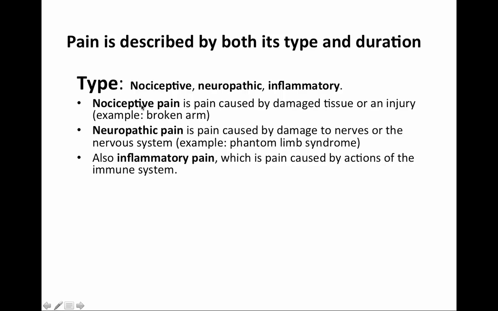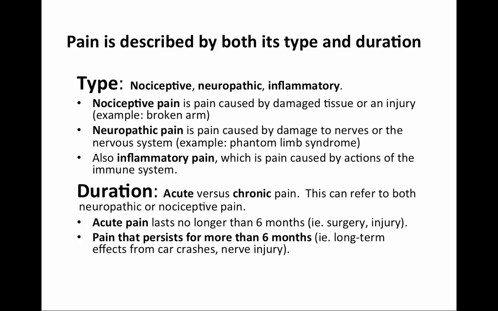Neuropathic pain is pain that originates from damaged nerves. One well-known example of this is phantom limb pain, where people who have had limbs amputated still report pain in the limb that is gone due to damaged nerves. Another major category is inflammatory pain, which is caused by actions of the immune system.